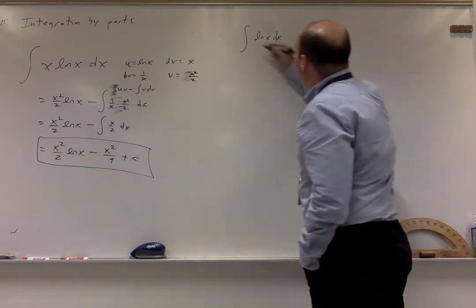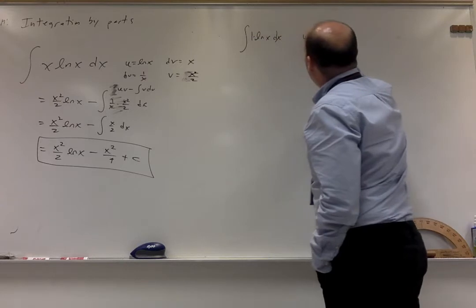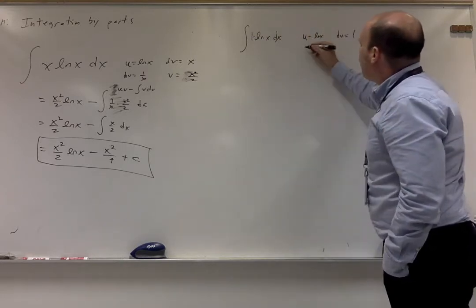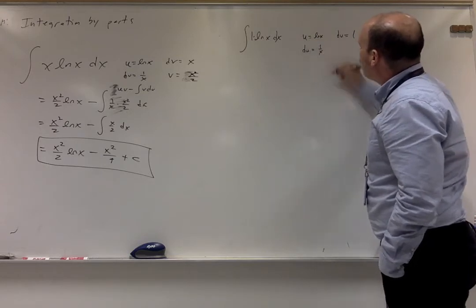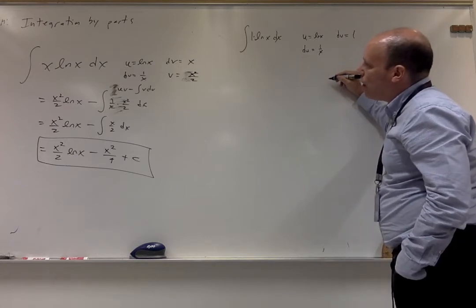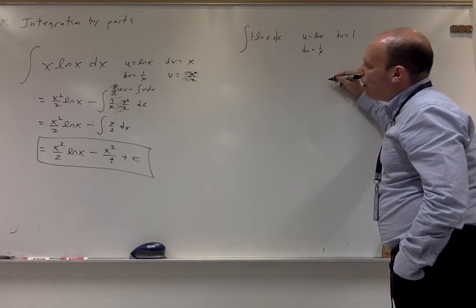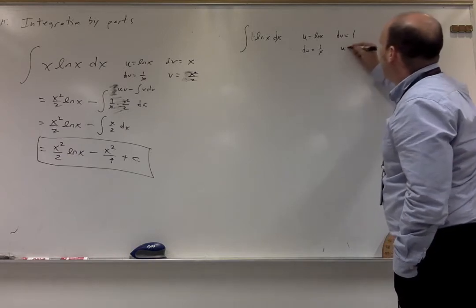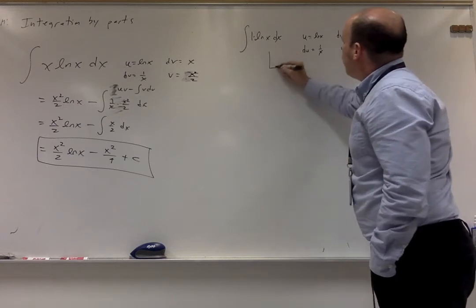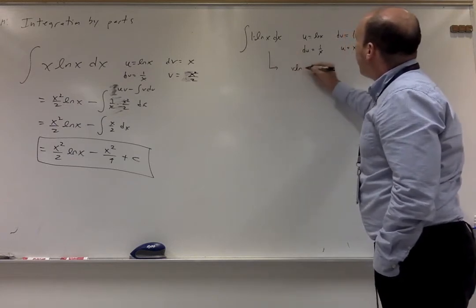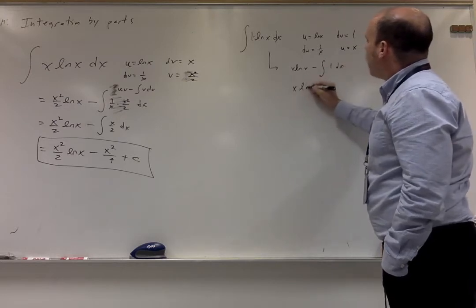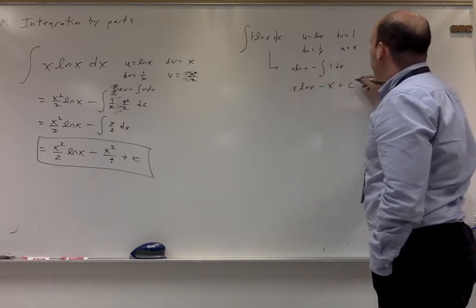Well, if we have a secant 1 in there, then we let u equal ln of x and dv equal 1, then du equals 1 over x, and v equals x. It works out nicely. And so this is equal to x ln of x minus the integral of 1 dx, which is x ln of x minus x plus c.